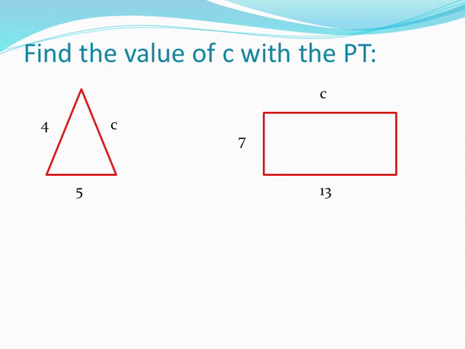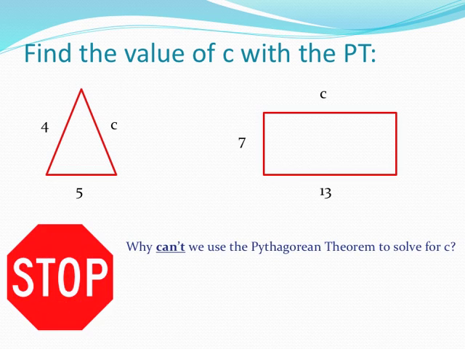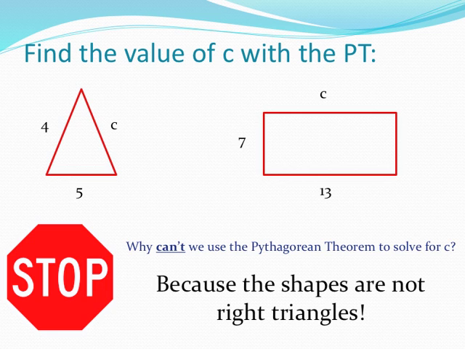So here are two problems that I'm asking. Can you find the value of c using the Pythagorean theorem? The first is a triangle that has 4 and 5 as two of the sides and c as the other side. The other is a rectangle where I'm asking you about c. Here's the thing. The Pythagorean theorem is not appropriate to solve either of these problems because it only works for right triangles, triangles that have a right angle in them.